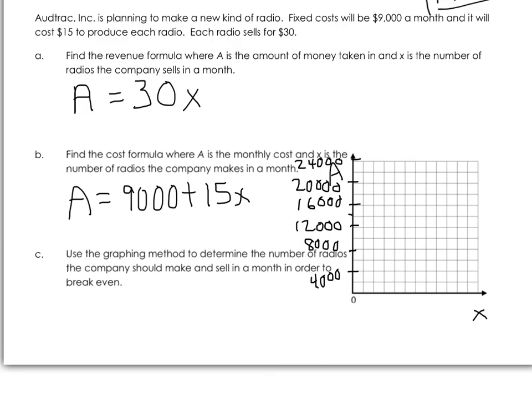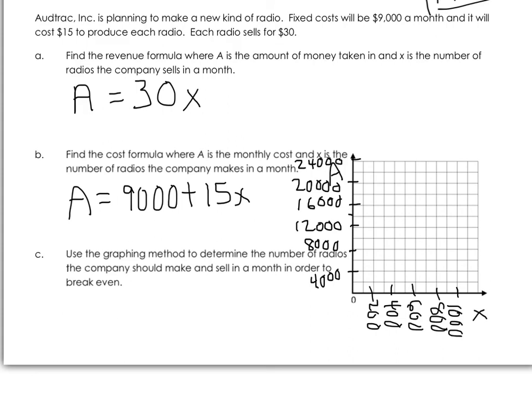How many radios are we going to make and sell? Let's say that each block represents 100. So 100, 200, 300, 400, 500, 600, 700, 800, 900, 1,000. Sometimes you try one scale and it doesn't work, and you have to back up and try again. So, let's see, we have two equations to write.